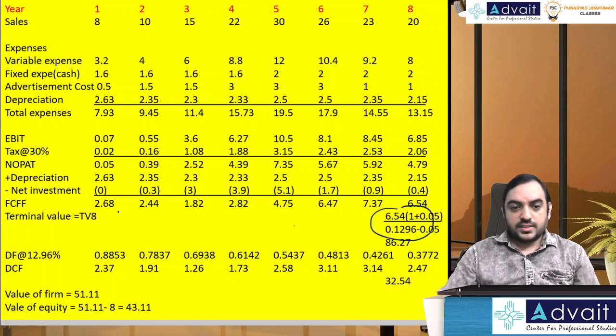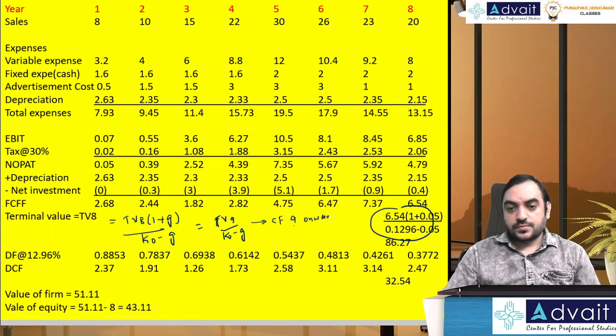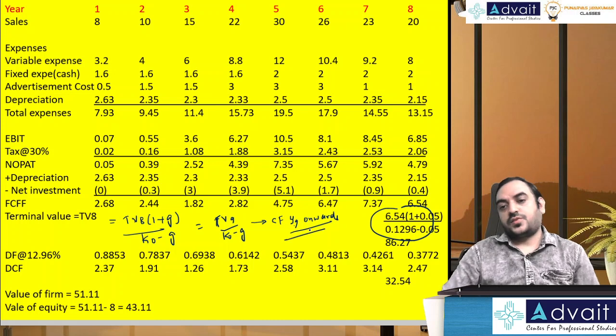Just mention somewhere that TV8 is TV8 into 1 plus G by KO minus G, or this is nothing but TV9 by KO minus G. TV9 means we get TV8, and this is reflecting the cash flow of year 9 onwards. I was supposed to have one more column, but did not have space, so try to show it like this. Okay, hope it is done.